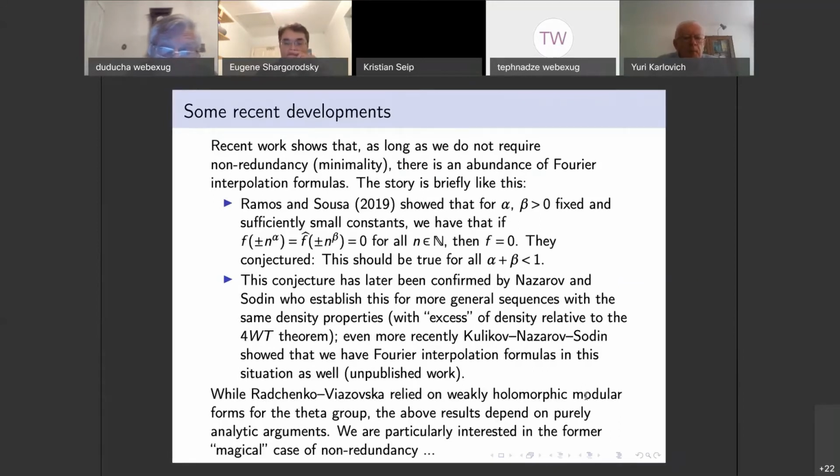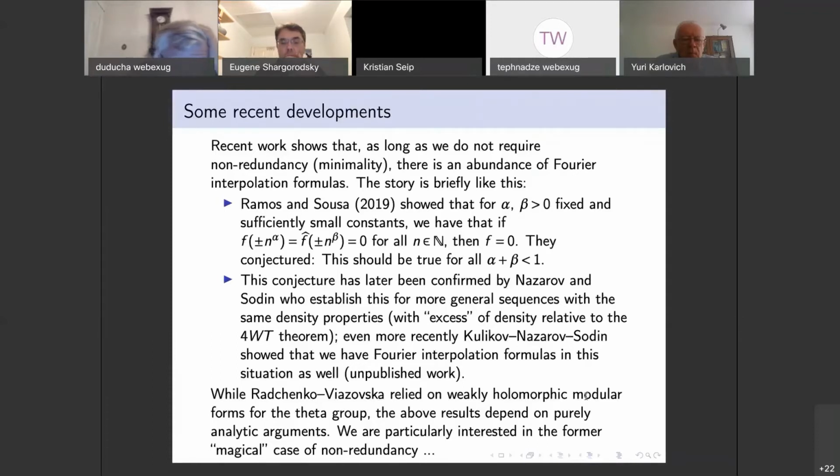This is very different. I didn't say anything about the proof of Radchenko and Viazovska, but I do it now. Their result relies on weakly holomorphic modular forms for the theta group. So it comes from a totally different world than, let's say, the classical analysis that is behind the results on this slide.